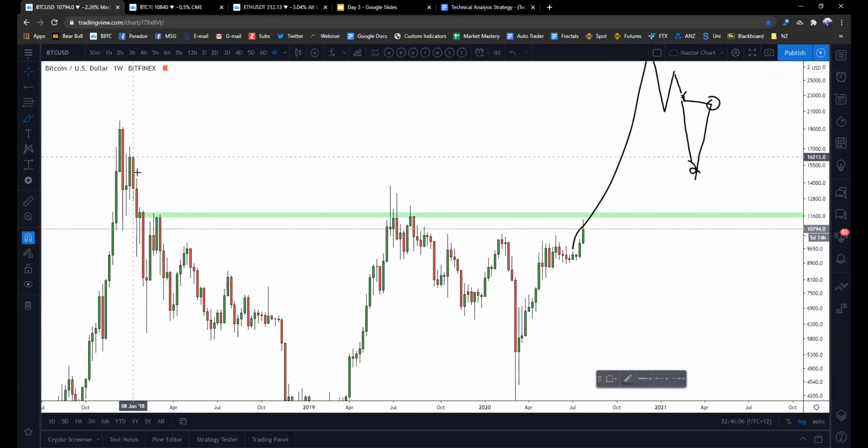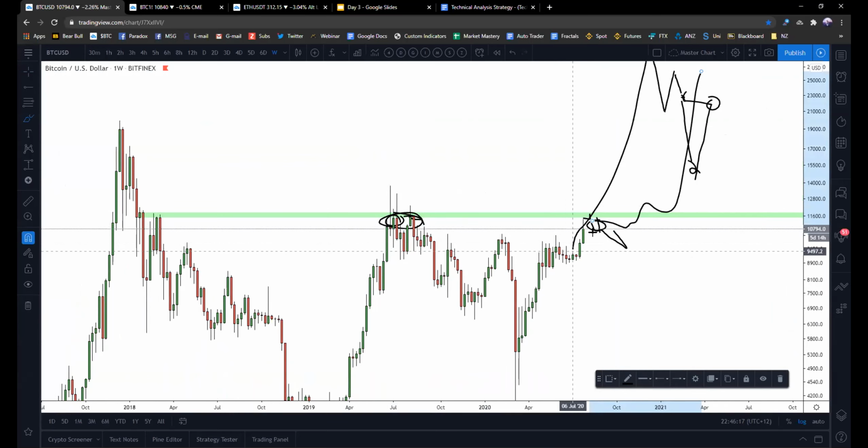We also need to remember, usually it's the fourth touch that we break out. So we got one here, two here maybe, or maybe that's one, and this is going to be two. So maybe we do consolidate here and keep tapping away at it and then go again. Maybe we're going to be here for a little bit longer than we expect, if that makes sense.